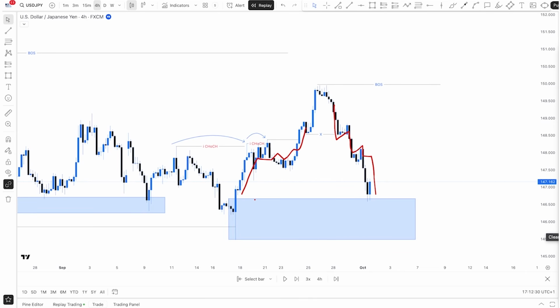And also, integration of your lower time frame analysis is very important. Remember, this is a higher time frame structure. So moving on, let's play price forward and see what we've got.